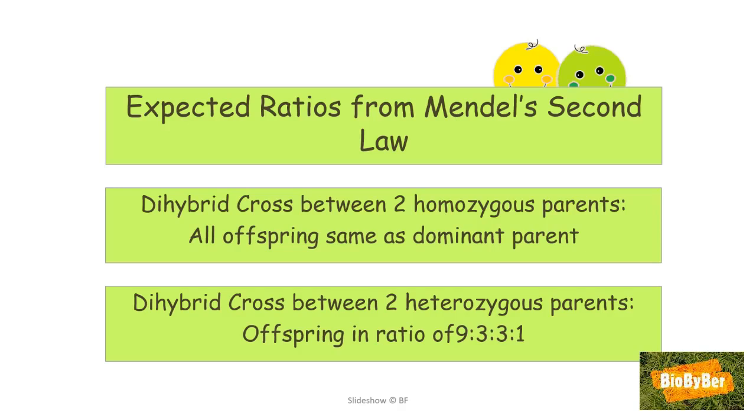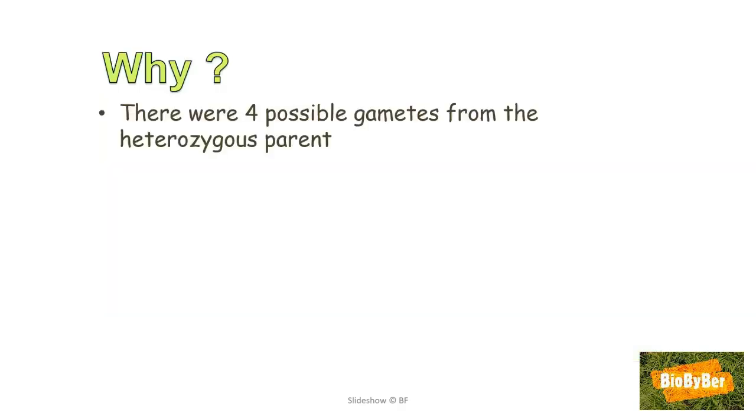If there is a dihybrid cross between 2 heterozygous parents, in Mendel's case between the tall yellow-seeded pea plants of the F1 generation, the offspring will always be in a ratio of 9:3:3:1. Now, why is this the case? Well, we have to have these facts at our fingertips.